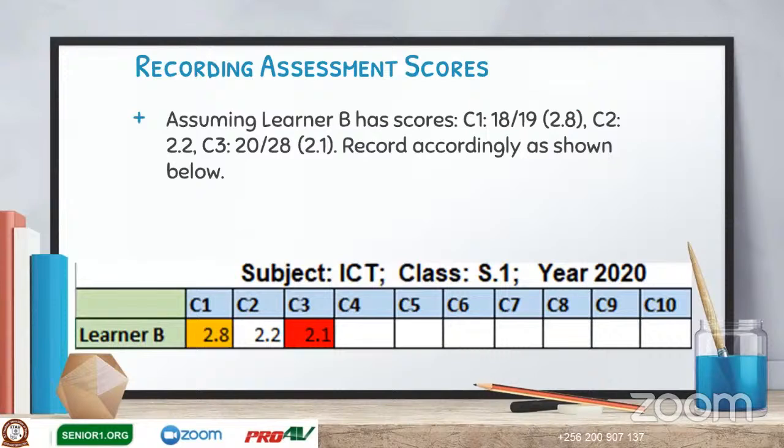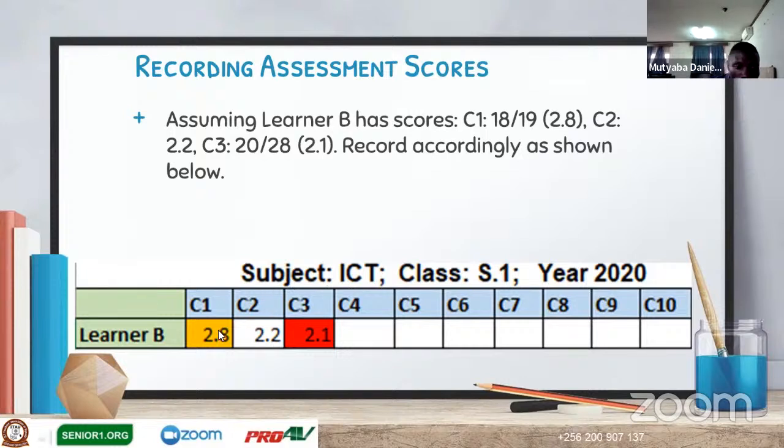Recording assessment scores. Assuming learner B has scored 18 out of 19, that is 2.8. Learner C, 2.2. From chapter 2 is 2.2. From chapter 3 is 20 out of 28, which is 2.1. Record accordingly as shown.